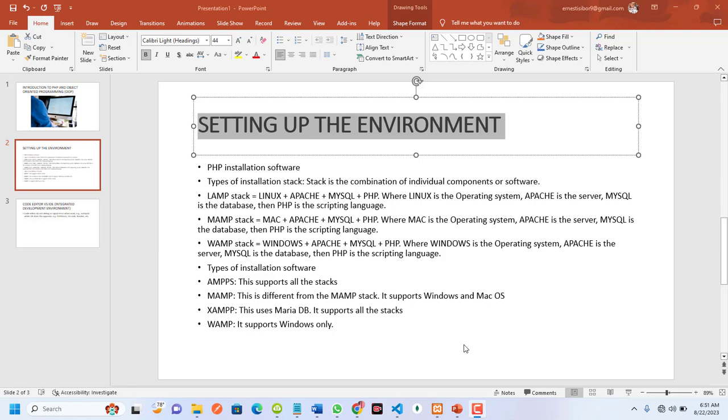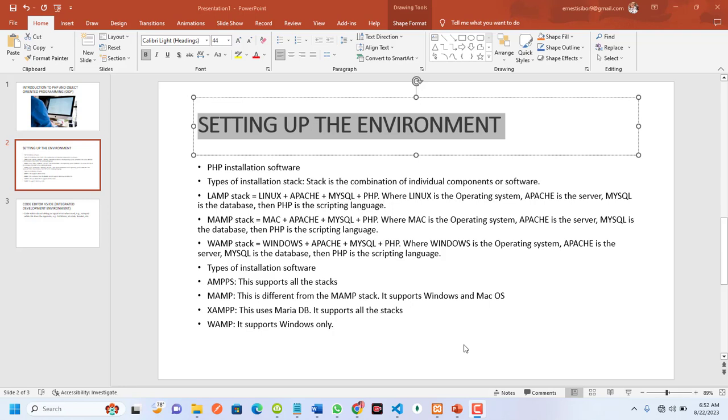We'll move to the next stack, which is the WAMP. The W there means Windows, A Apache, M MySQL, P PHP. Windows is the operating system, Apache is the server, MySQL is the database, then PHP is the scripting language. So if you are running on a Windows operating system, you are said to be running the WAMP stack.